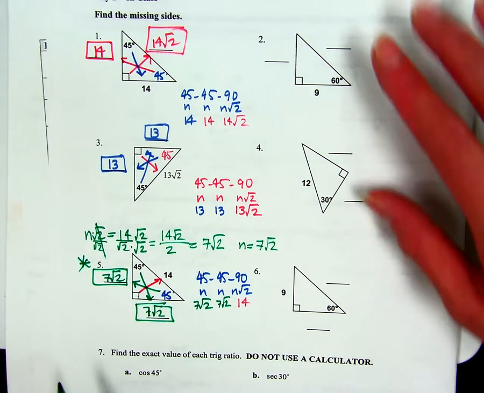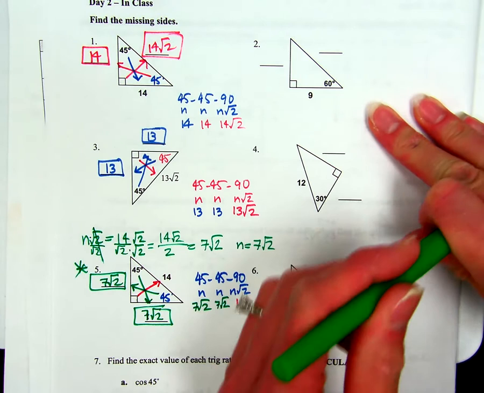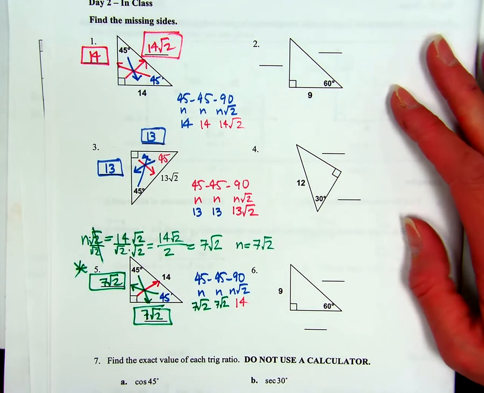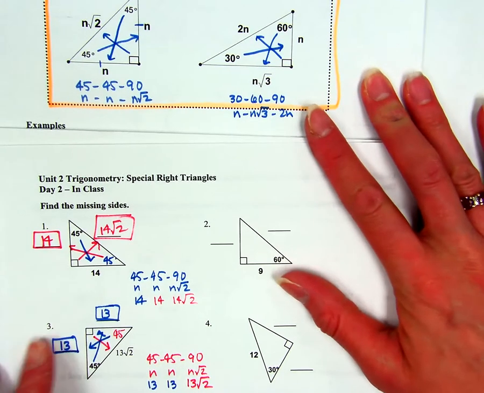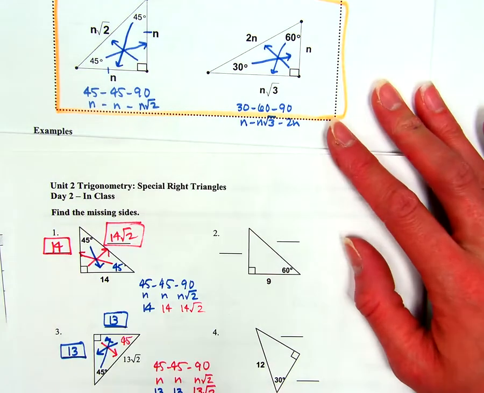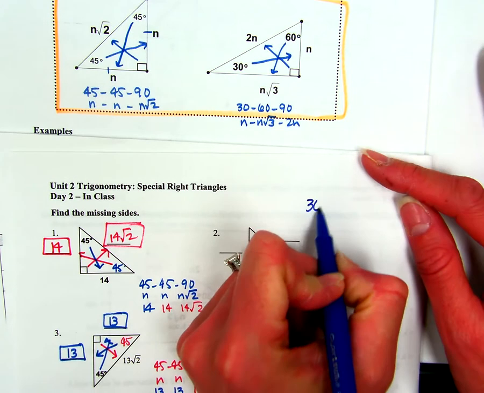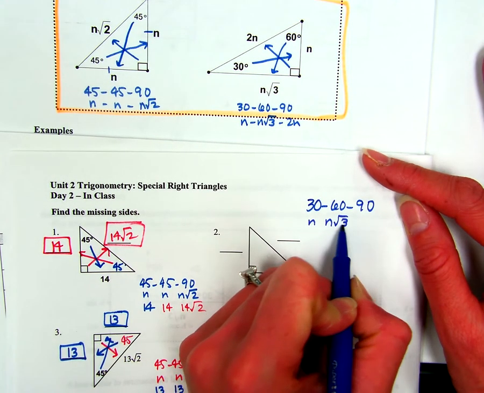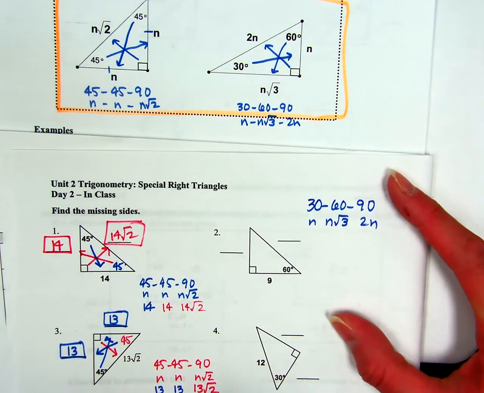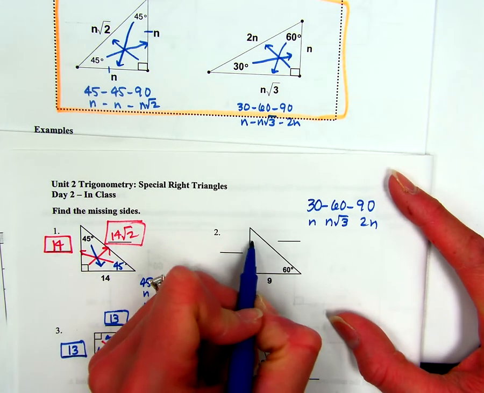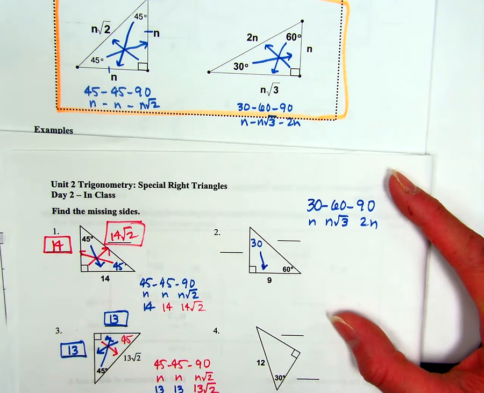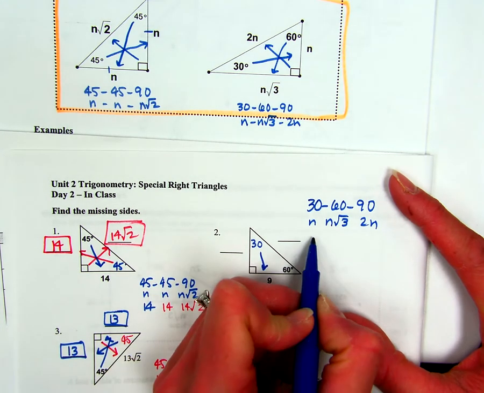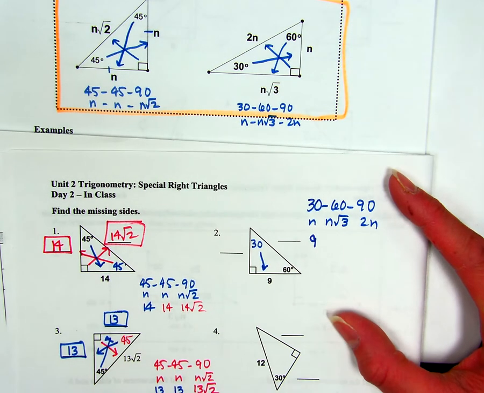All right, so let's go to the ones that have 30, 60, 90 triangles. Let's go back to this formula. We've got 30, 60, 90, so we're going to write down 30, 60, 90, and we have n, n root 3, and 2n. They give us the side that's across from the 30-degree angle. So that's my n. So I'm going to put 9 here.